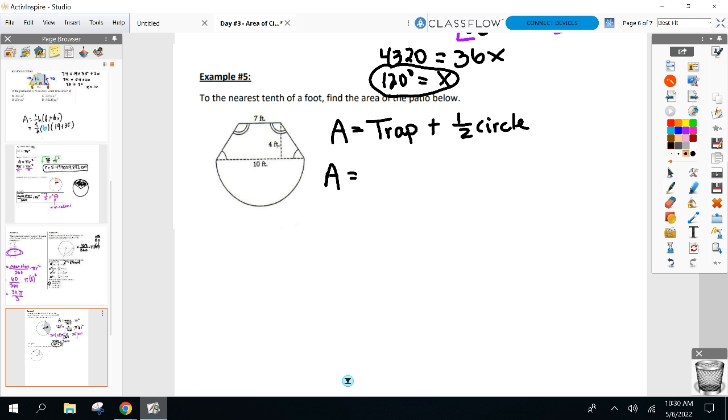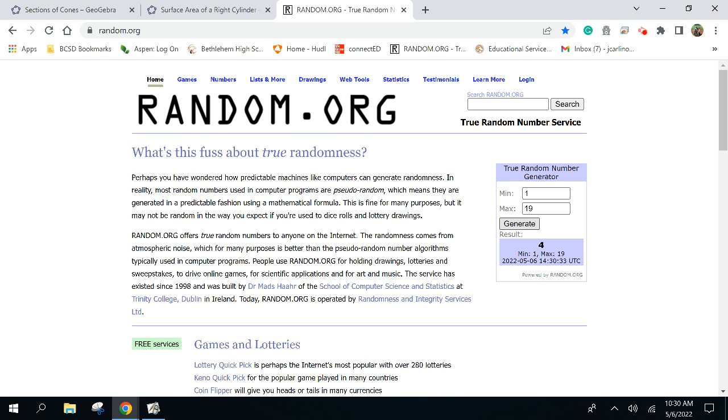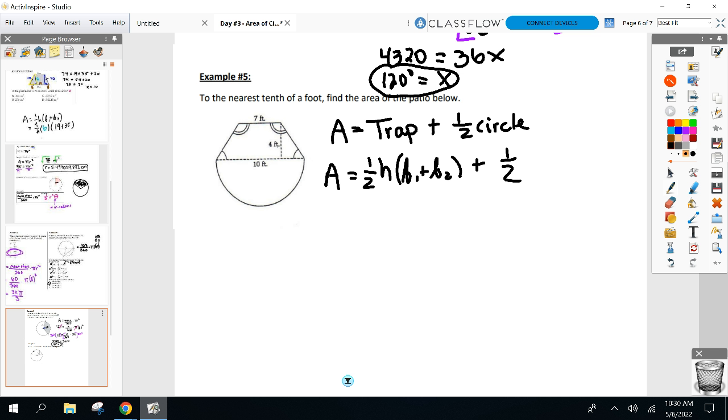Jackson, area of a trapezoid. 1/2 height, and then B1, B2, good work. Plus half of a circle, which we went over today. Good. So now it's on you guys to fill in the correct numbers. And I believe everything you need is already on the diagram. You're welcome.